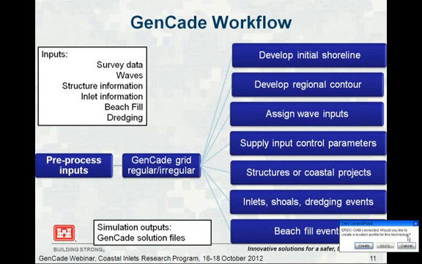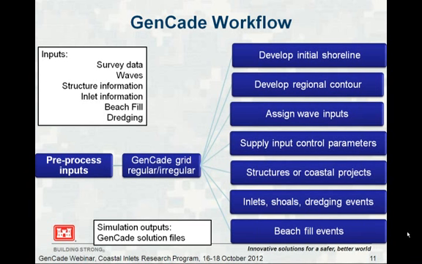For a regional contour, you can choose a number of things to represent your regional contour. One of those would be an average of several shorelines over time. You can choose one shoreline as representative, or you can choose an offshore bathymetry, going through your bathymetry, an offshore contour. We can assign wave inputs, multiple wave inputs. We can also supply the input control parameters. We'll input all of our structures or coastal projects, go through the inlets, shoals, and dredging events, and then also enter our beach fill events.